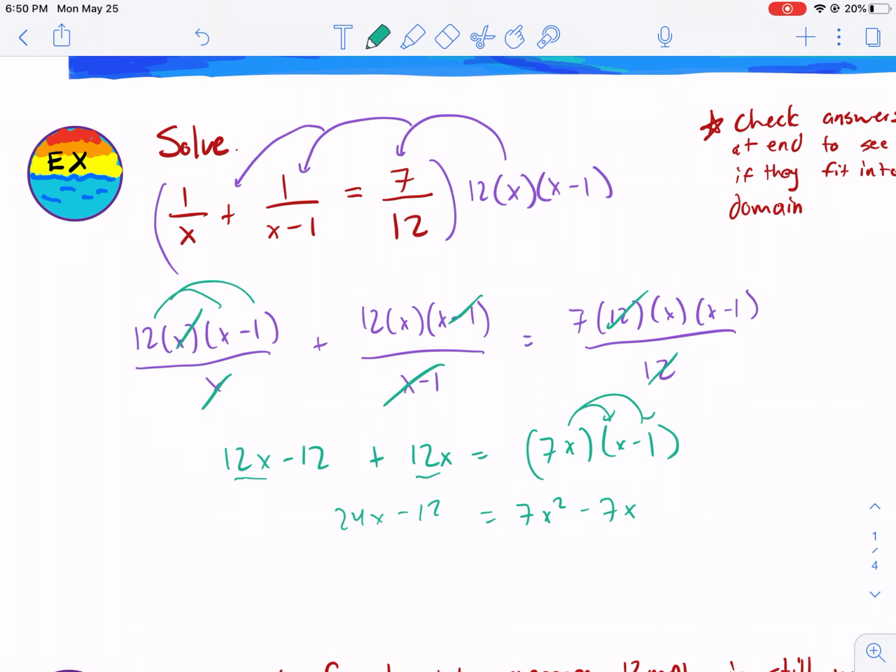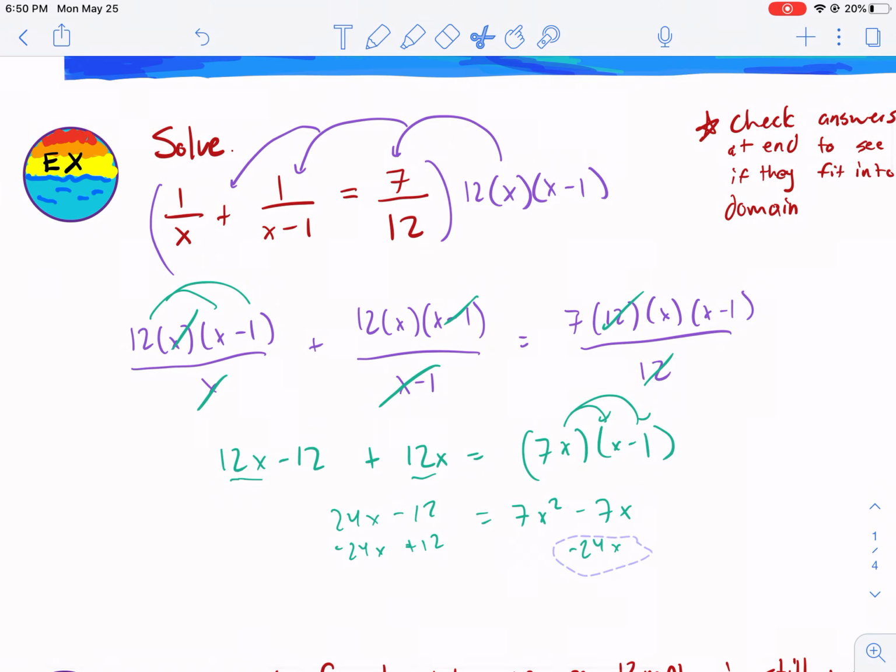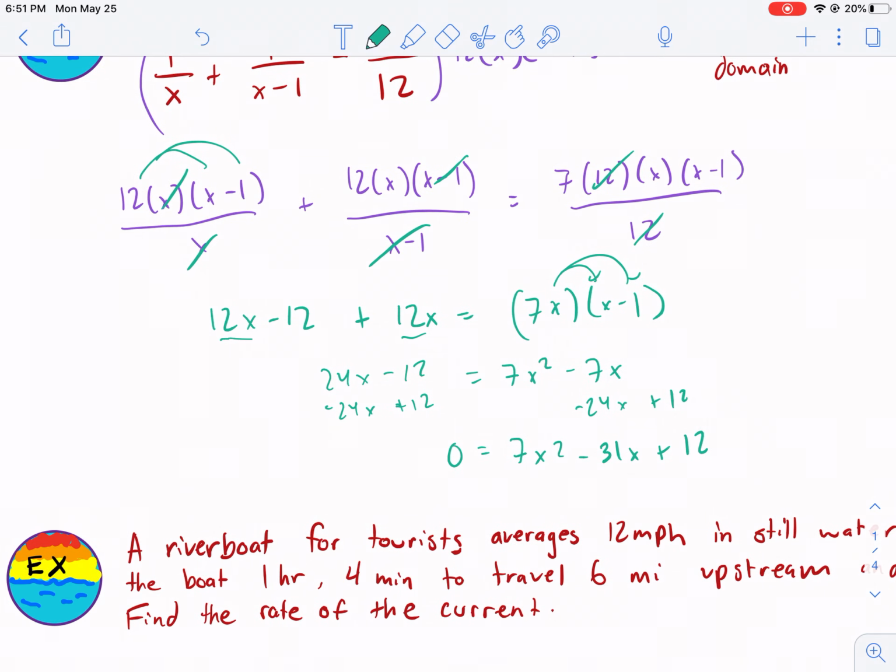My x squared is already on the right side, so I'm going to move everything over. So minus 24x plus 12 minus 24x. I'll move this guy over, actually. Put him by his buddy. And then plus 12. What do I end up with? I end up with 7x squared minus 31x plus 12 equals 0.